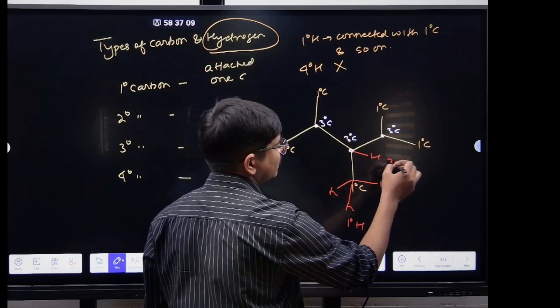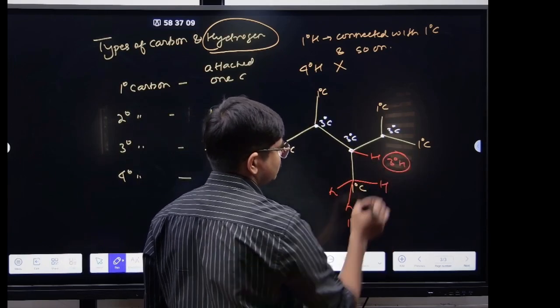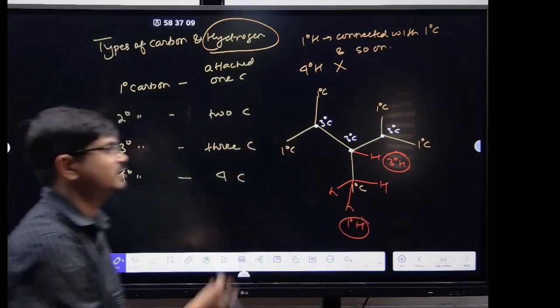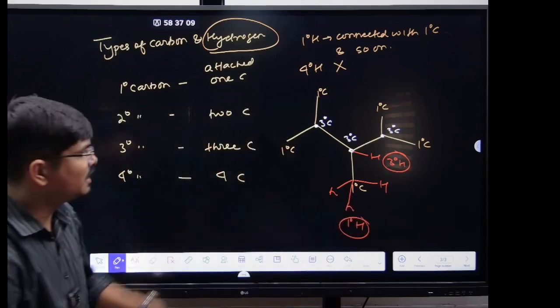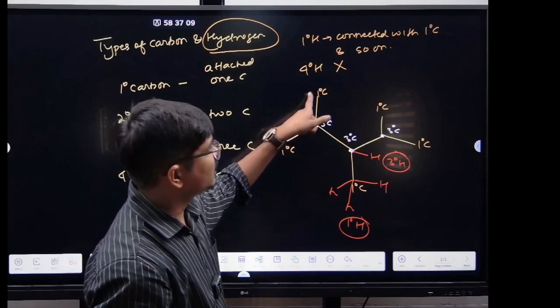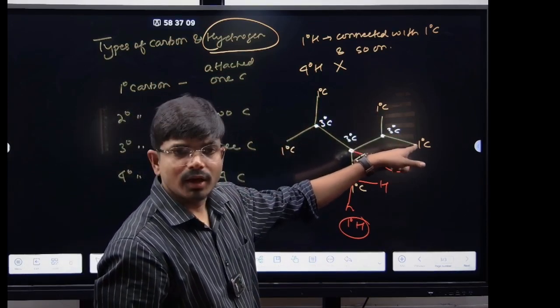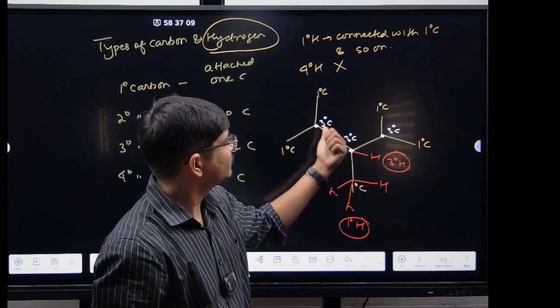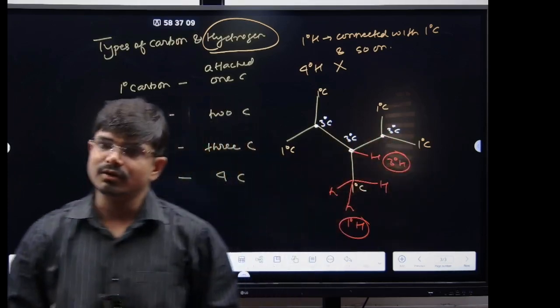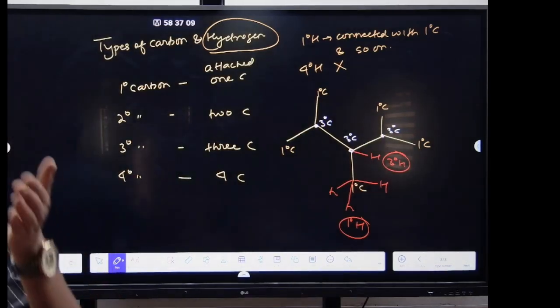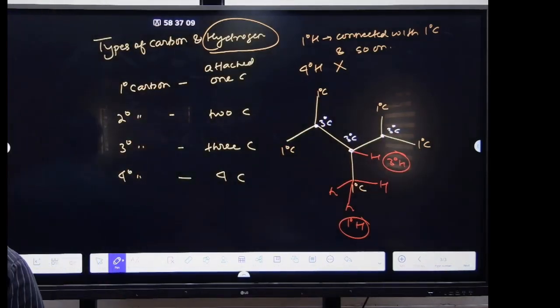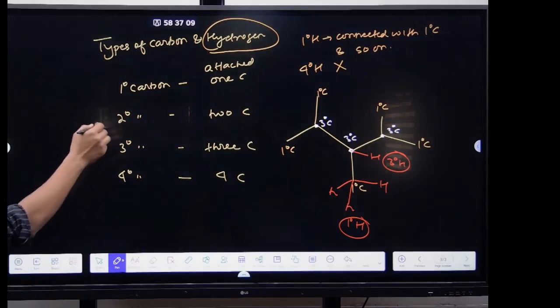So this will basically be 3 degree hydrogen. This one is 3 degree hydrogen. This one is 1 degree hydrogen. Similarly, here 1 degree hydrogen, 1 degree hydrogen, 1 degree hydrogen, and here we'll have the 3 degree, and the 3 degree hydrogen. These are the examples of the primary carbon, secondary carbon, tertiary carbon, and the quaternary carbon. That is 1 degree, 2 degree, 3rd degree.